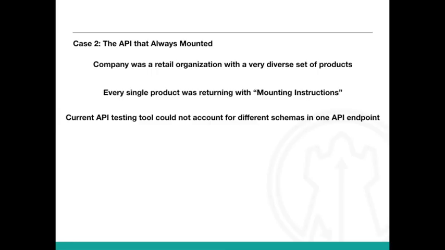Their current API testing tool was incapable of accounting for different schemas being returned by the same API. That is to say, one API endpoint that, depending on either product category or something like that, either had or lacked specific key value pairs. In this case, mounting instructions, which should not have been present in most of these products. But upon updating their testing scheme and introducing conditional testing logic that checked for a category and then checked for the presence of a mountable status, we were able to get the API to stop incorrectly reporting.